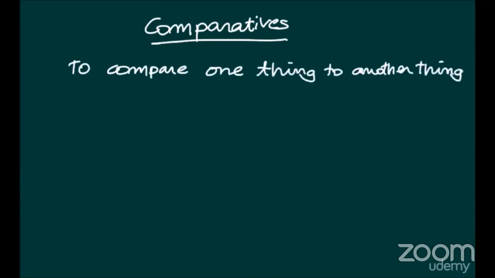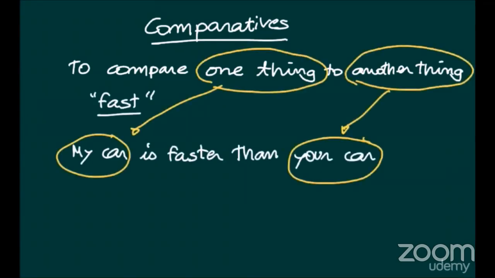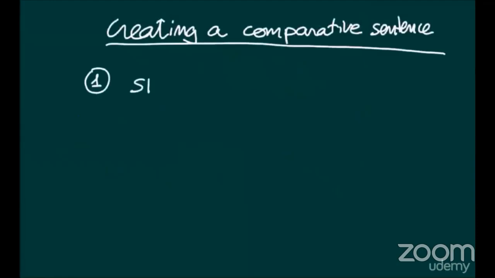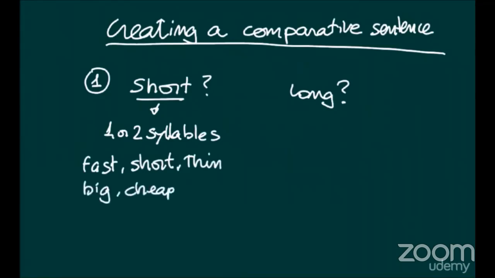Let's use the adjective fast to create an example. My car is faster than your car. To create a comparative sentence, we have to check first if the adjective is short or long. We consider short when it has one or two syllables, like in fast, short, thin, big, cheap, easy, funny, or old.